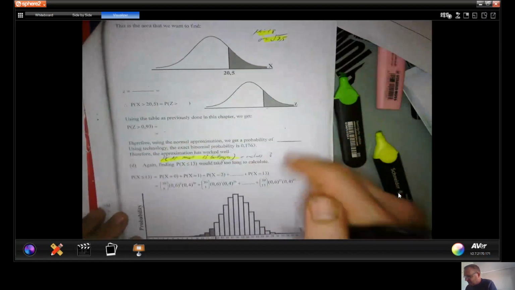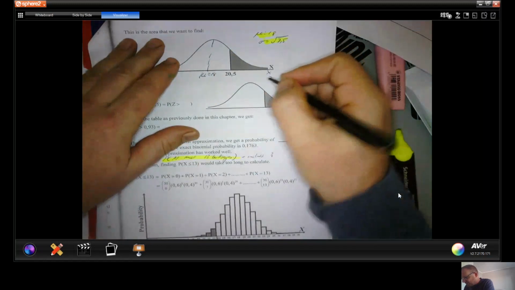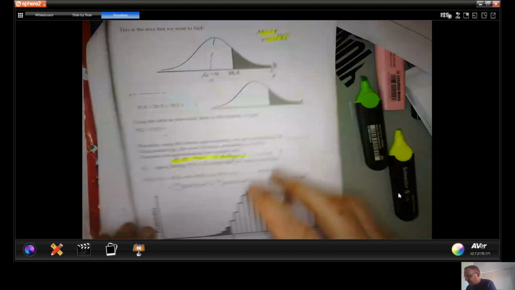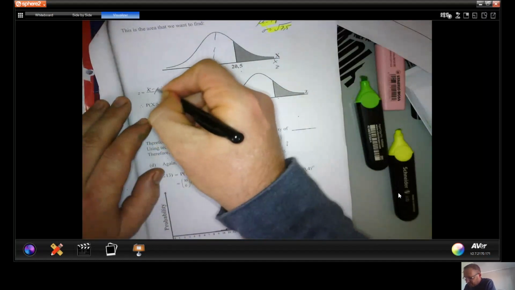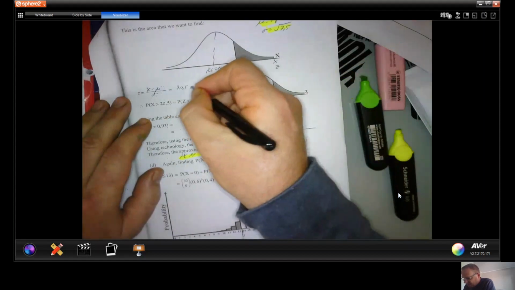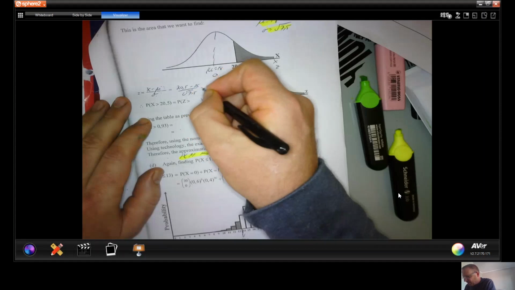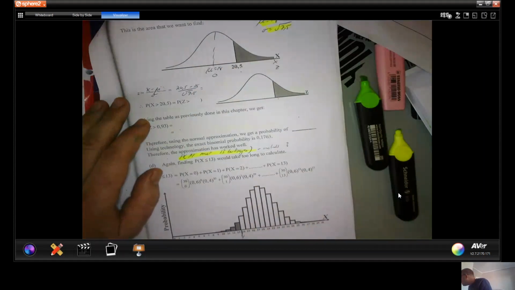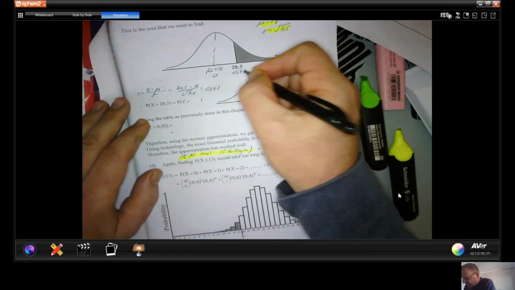So if I go to 20.5, remember mu is over here. Mu is equal to 18. This is your X scores. Your Z score there is 0. So the first thing you have to do is figure out that Z score, which is going to be X minus mu over sigma, and X is equal to 20.5 minus 18 over the square root of 7.5, and that gives you an answer of 0.93. So the Z score here is 0.93.